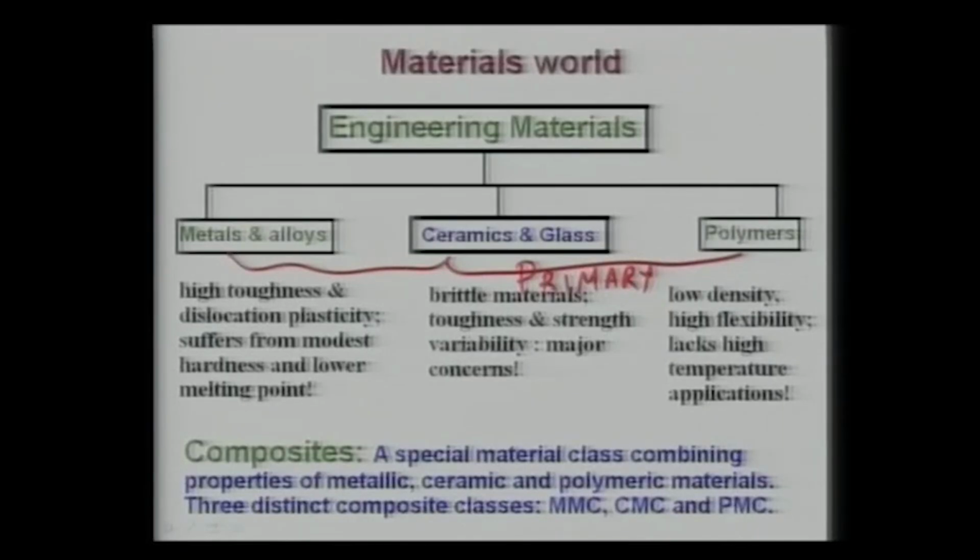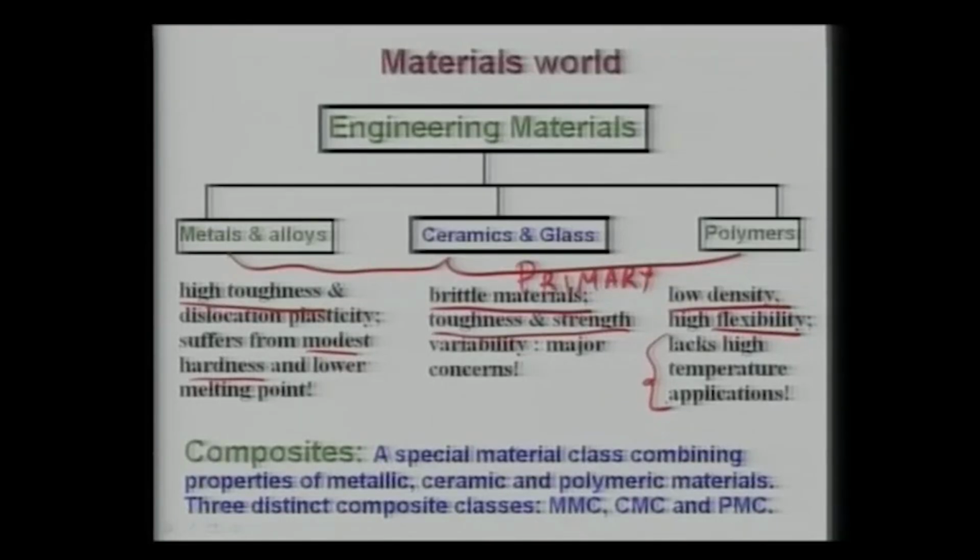For example, metals and alloys have very high toughness. These toughness properties are very good, but they have a very modest hardness, which is not very good when compared to ceramic-based materials. Ceramics have toughness and strength variability. These are major concerns in the case of ceramics, and they are essentially brittle. These things need to be taken care of while developing ceramic-based composites. Polymers have a low density and high flexibility, but they really lack high temperature applications. However, high temperature applications are not relevant for biomaterials applications.